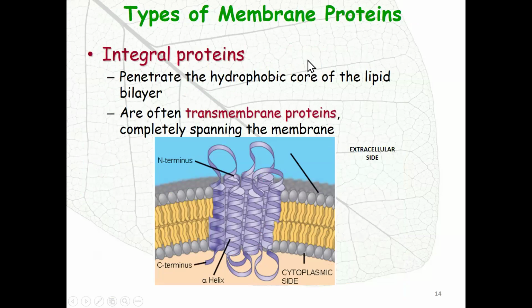So, types of membrane proteins. Basically, as I told you, proteins are present like a mosaic structure in the lipid bilayer. The C-terminus of the protein is in the interior, on the cytoplasmic side, and the N-terminus part of the protein is outside. A protein is an amino acid polymer. They are often transmembrane. They are called transmembrane proteins, completely spanning the membrane.